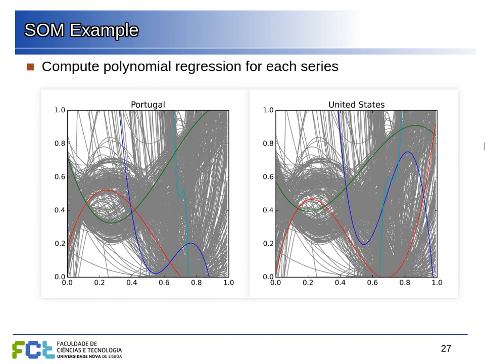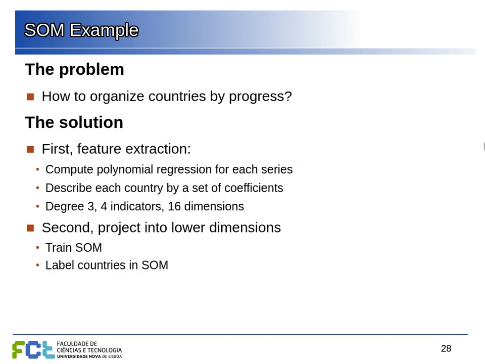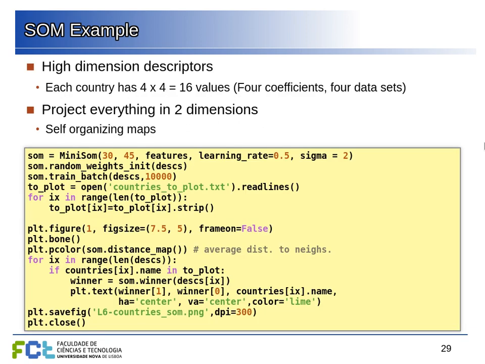Now what we want to do is see how the countries are organized depending on their patterns of development. So we are not trying to predict anything specifically, we are trying to understand the data better, and this is an example of unsupervised learning. So we're going to train the self-organizing map and then label the countries there. We create the self-organizing map with 30 by 45 neurons. The dimensionality of the data space, the features, is 16, so these are all the coefficients.